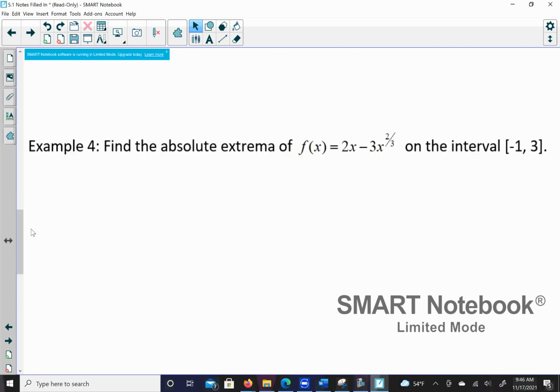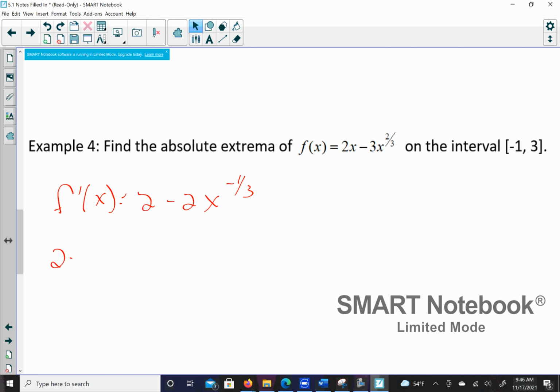Here I have the function f of x is equal to 2x minus 3x to the 2/3. First thing I'm going to do: I have my closed interval from -1 to 3, and I'm going to find the derivative. When I multiply that out, that's going to be 2 minus 2x to the negative 1/3 power. I'm going to set that equal to 0.